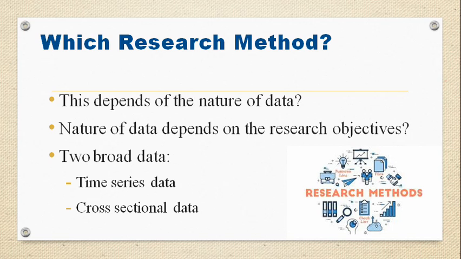Okay? So, two key things are considered. One is the objective of the research, and then the data that you will use to achieve that objective. And in terms of data, we have two broad areas, as I mentioned earlier. One of them is time series analysis, and then the other one is cross-sectional analysis. We are not treating these two areas in this session. We have a video on types of data used in research. You may want to check it out in our playlists.